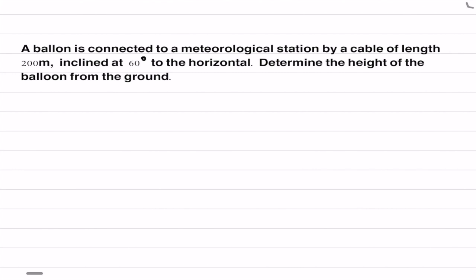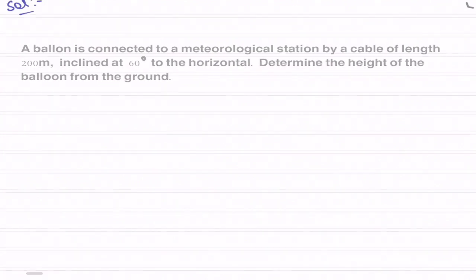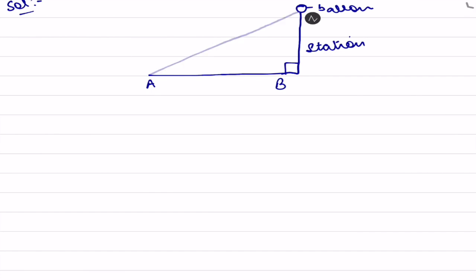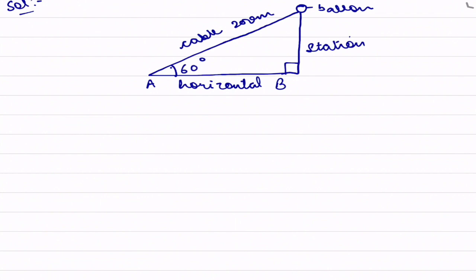There is a balloon which is connected to a meteorological station by a cable of length 200 meters inclined at 60 degrees to the horizontal. Now see children, this is a horizontal line. Let the horizontal line be AB. The balloon is connected to a meteorological station, obviously it will be a vertical line. This is your meteorological station, and here somewhere the balloon is connected with the cable whose length is 200 meters and which is inclined at an angle of 60 degrees with the horizontal. We have to determine the height of the balloon from the ground. Perpendicular we have to find out.